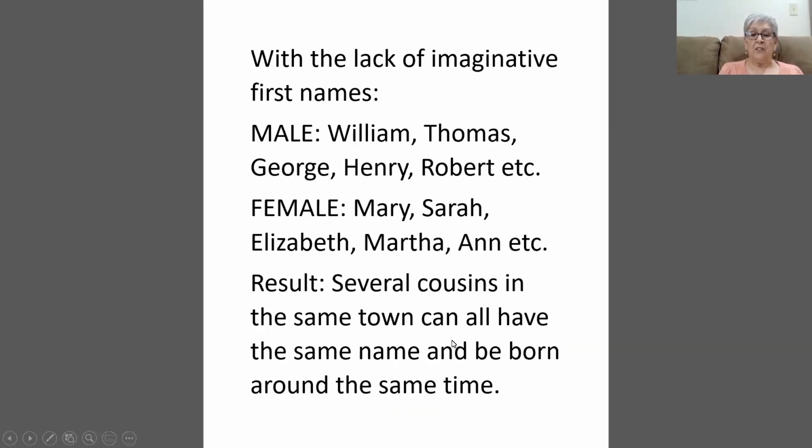Couple this with the fact that the English, I'm sorry, I'm English, so I can say this, the English had no imagination when it came to first names. You get the same names over and over again. So male names, William, Thomas, George, Henry, Robert, etc. And female names, Mary and Sarah and Elizabeth and Martha and Anne. And so, like I said before, it results in several cousins in the same town all having the same name. And that can be a real problem.